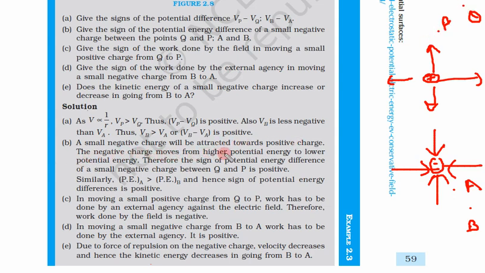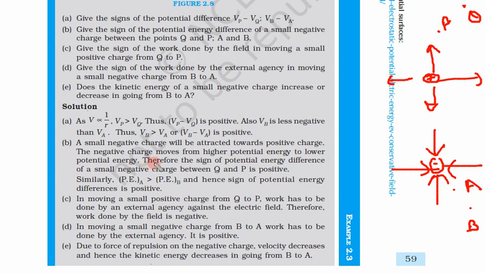The negative charge moves from higher potential energy to lower potential energy. Why? Because as we move this negative charge, we don't need to do any work. It is natural for a negative charge to travel in this direction, hence the potential energy at Q is higher and the potential energy at P is lower for a negative charge. For a positive charge, the potential energy at P is higher because it will try to repel, so we have to do some work, but for a negative charge the work is negative. So at point P the potential energy is less, and here the potential energy is high for a negative charge.